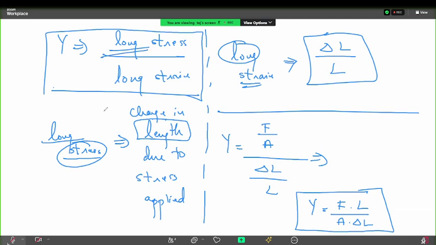Now, what does stress mean? When you apply force, if there's a change in length, it is called longitudinal stress. Similarly, change in length to original length will be called longitudinal strain. You understood both the concepts. We will apply this to the formula.